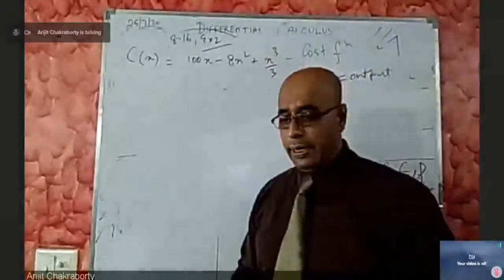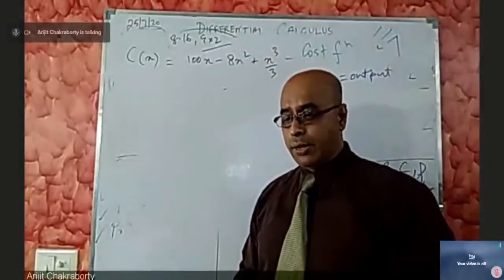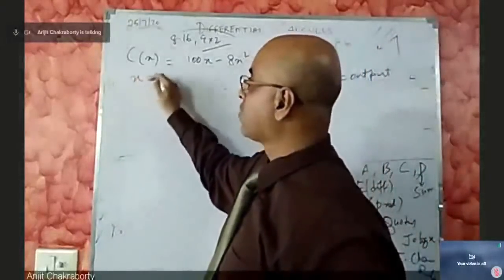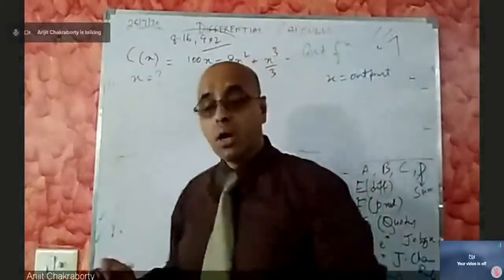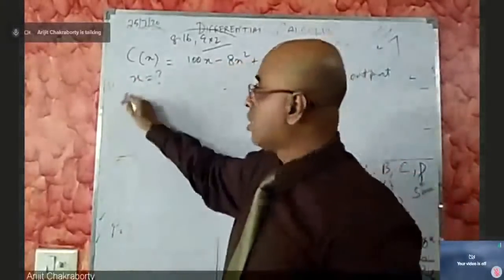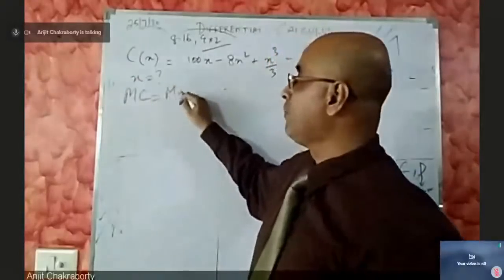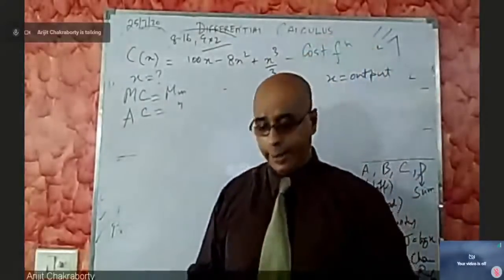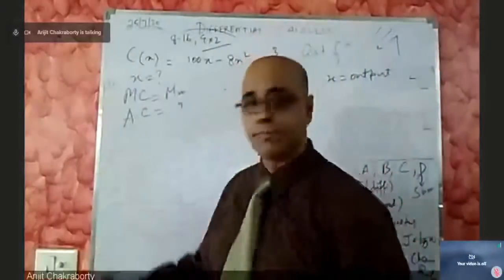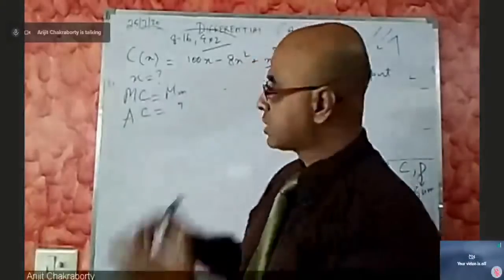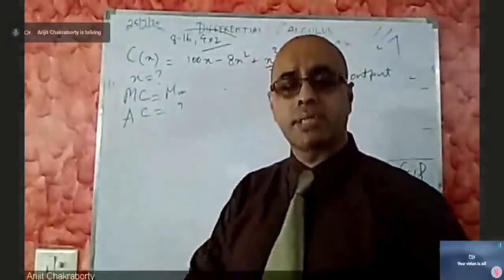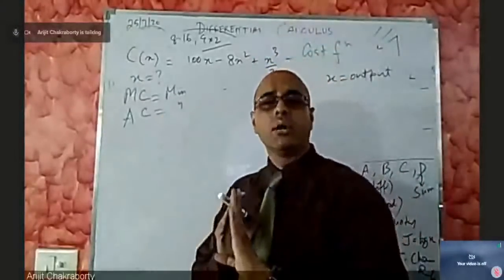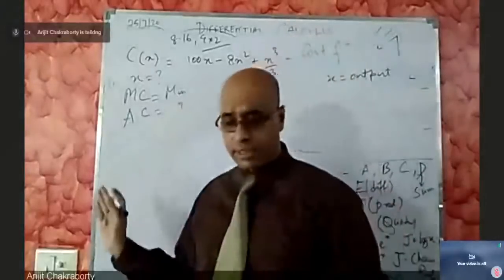Fine. Now the question is, find the level of output at which, that means you have to find at what x, what is the value of x, where the marginal cost MC is minimum and the average cost AC is minimum. I am not going to definitions because that is beyond the syllabus of this chapter. We are strictly following exactly what is there in the syllabus, nothing extra given the time we have, and therefore for MC and AC, I am assuming all of you are clear about marginal cost and average cost.